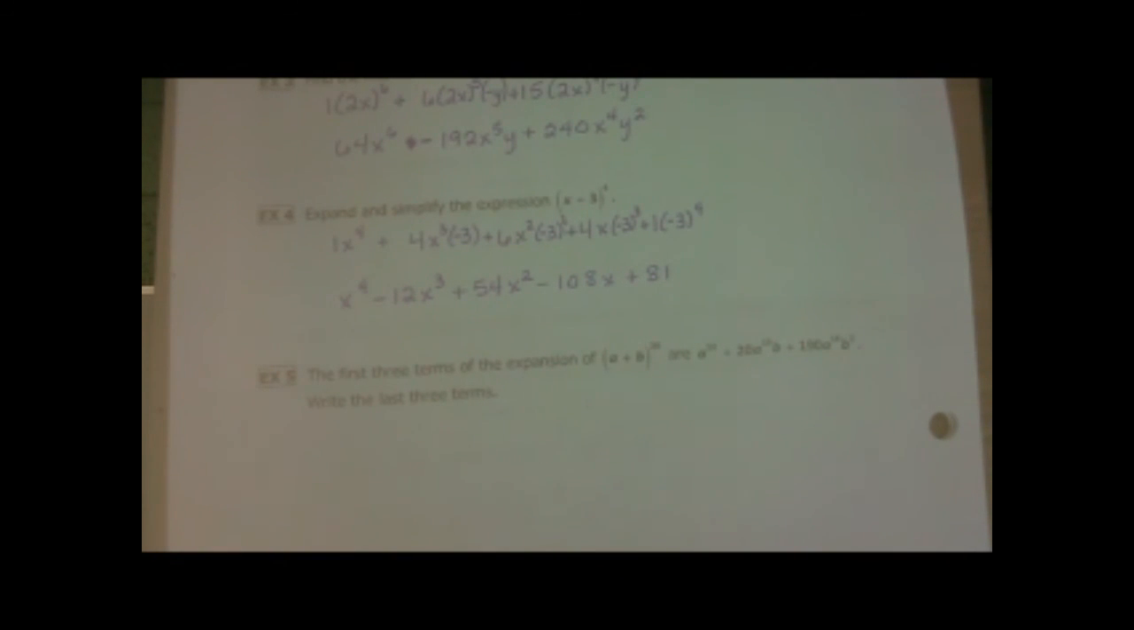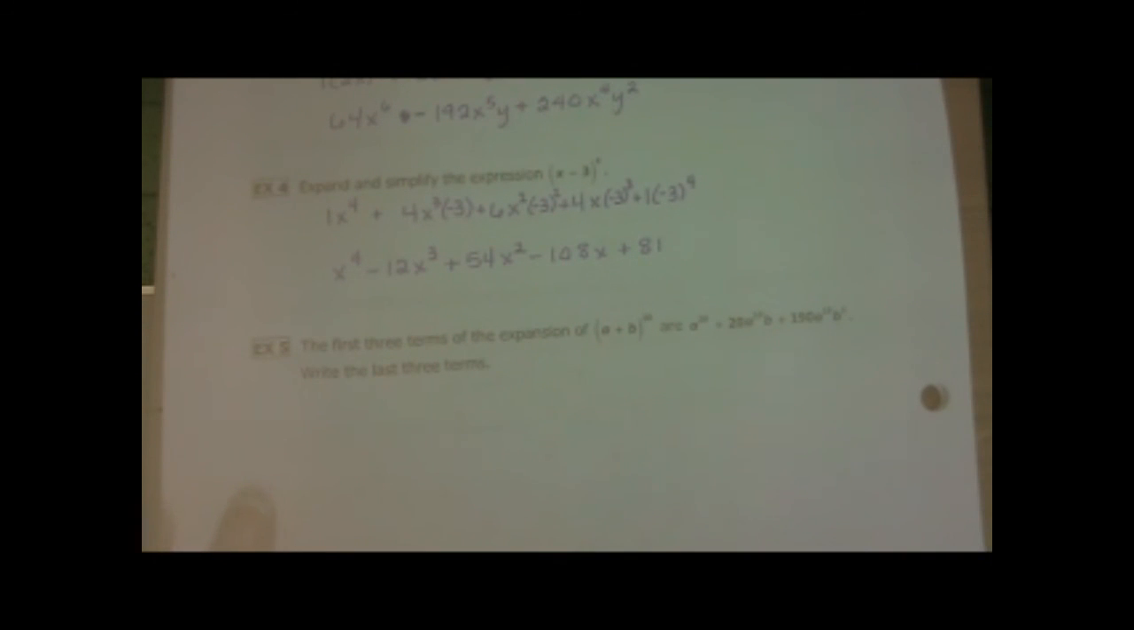All right, the next example and our last example, it says the first three terms of the expansion of a plus b to the 20th are, and we have 3 terms. Write the last 3 terms. Let's go back to that Pascal's triangle, because I want you to notice something. I mean, it gets kind of cumbersome, and the coefficients get quite large. But notice something. They're always the same from both ends in.